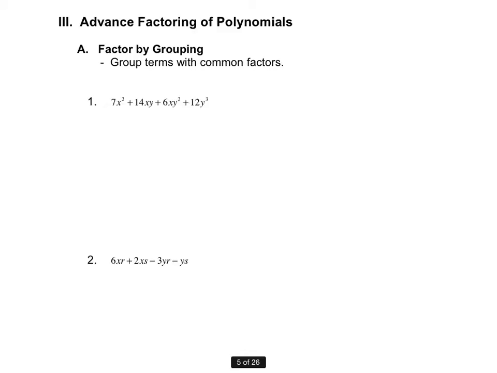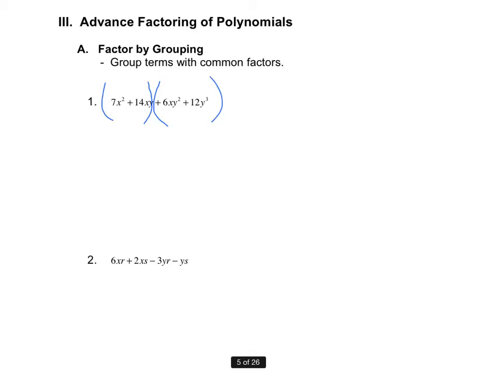This is where you're going to group the terms with a common factor. You're going to try to find a common factor when grouping. All right, so let's just get right to it. So you're going to need to group the first 2 terms and the last 2 terms. And then you're going to find the GCF for each grouping.